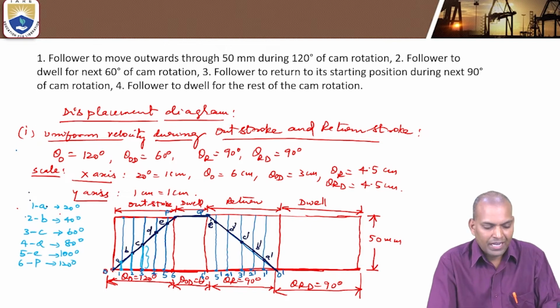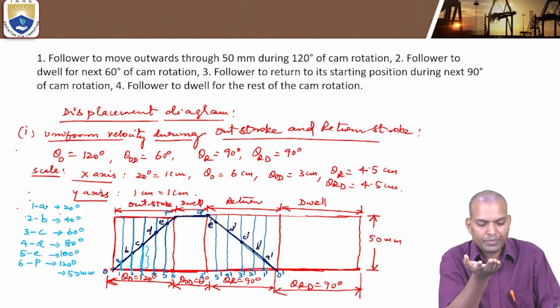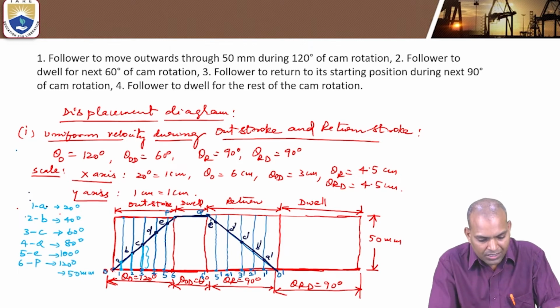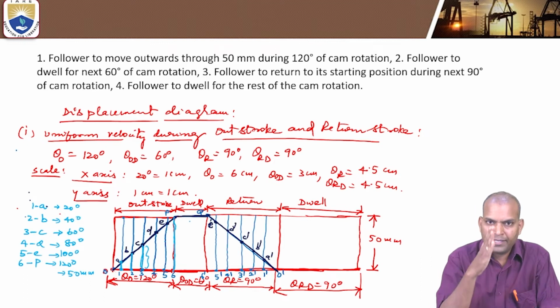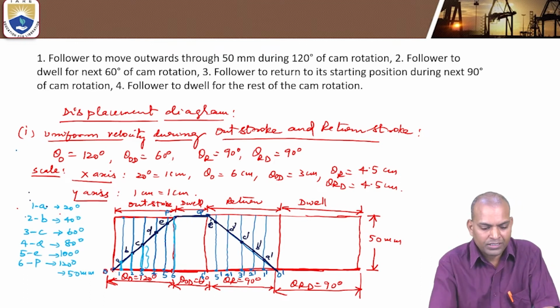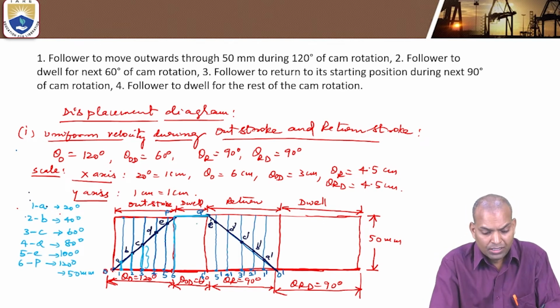For 120 degrees of cam rotation, the lift of the follower is 50 millimeter. That is the maximum lift taking place here. This is the distance of maximum lift, that is 6P. Next, what will happen? Between P and Q, there is neither coming down nor rising of the follower. It stays at a constant position. Next, Q and 6 dash is the maximum lift.